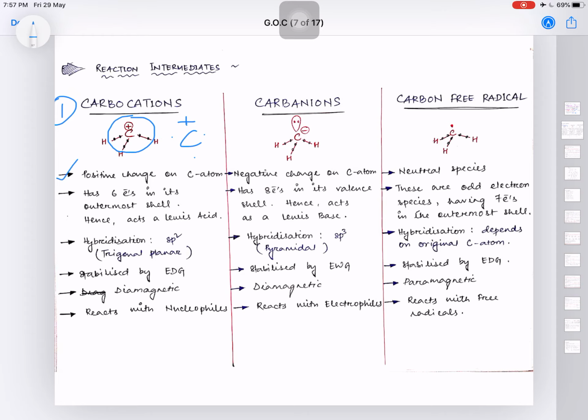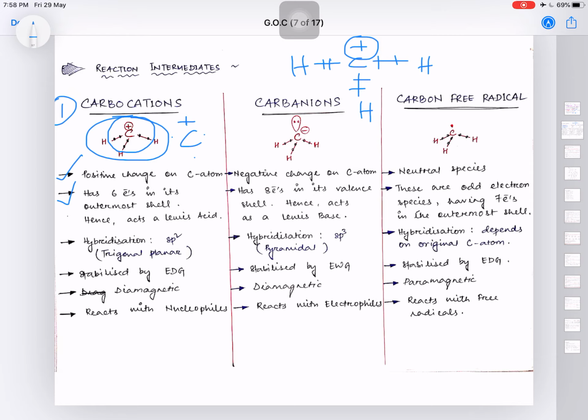First one, it is having a positive charge on carbon. Second, it has 6 electrons, means the carbocation carbon has 6 electrons in its valence shell. Say it is like this, 1 bond with hydrogen, 2 and 3. It can be with other carbons also or hydrogen also, anything. So the carbocation carbon in its valence shell has 6 electrons. Each bond is having 2 electrons, so total 6 electrons.